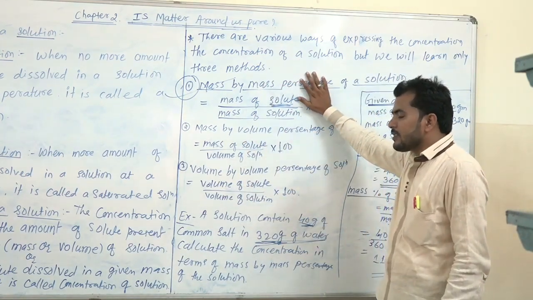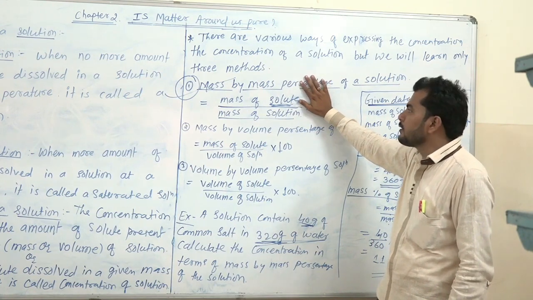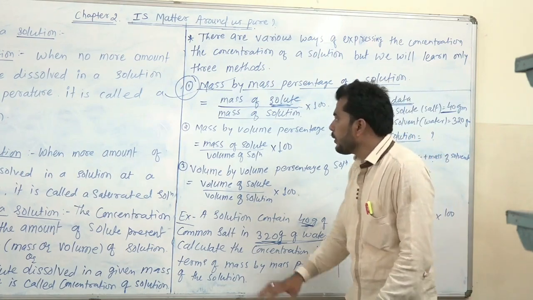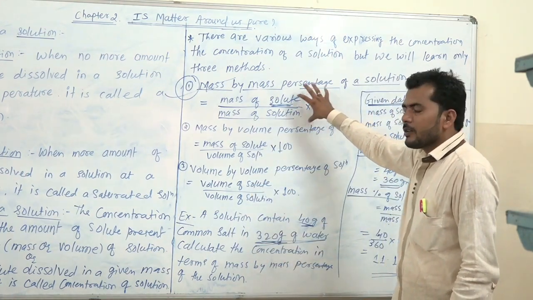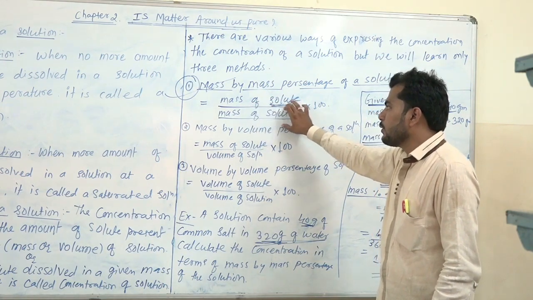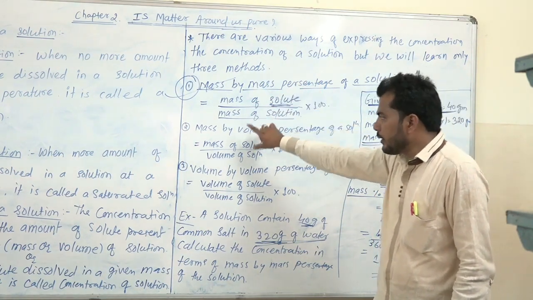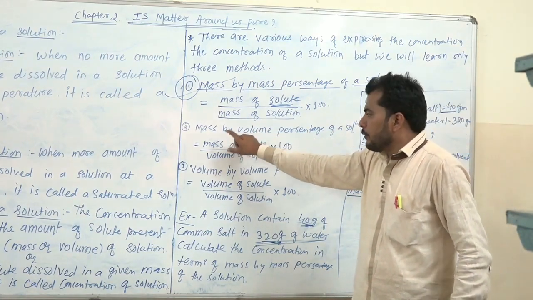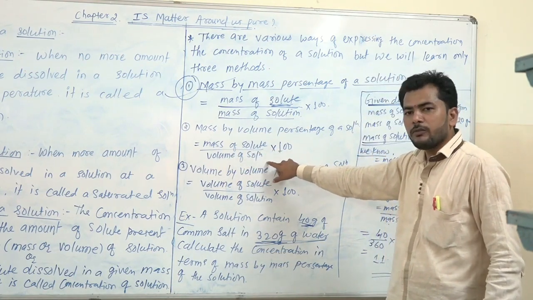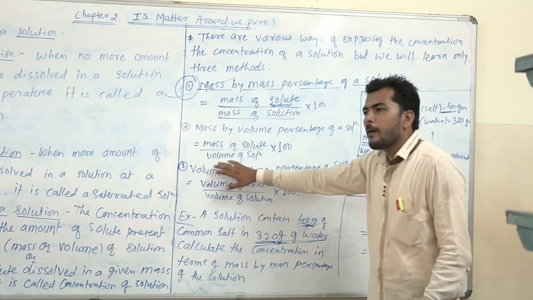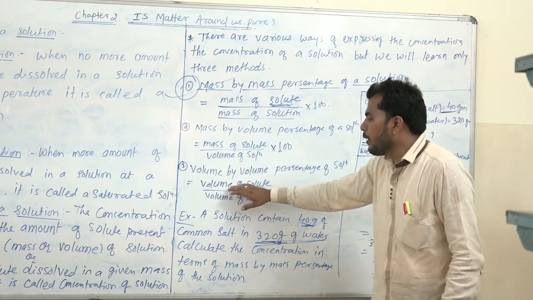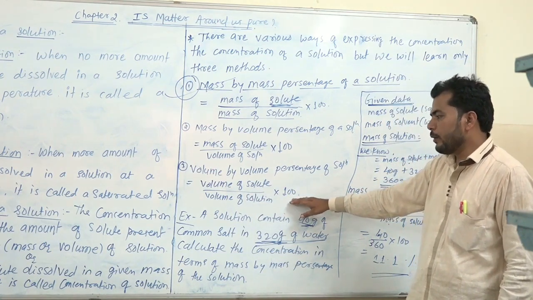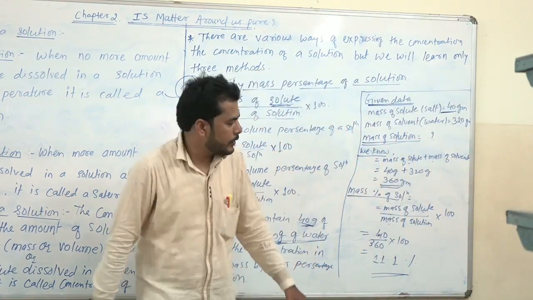There are various ways, but we see only three ways to calculate the percentage of the solution. First method is mass by mass. In this method we have the formula: mass of solute divided by mass of solution into 100. Second is mass by volume percentage of the solution. In this we have the formula: mass of solute divided by volume of solution into 100. Third is volume by volume. In this formula: volume of solute divided by volume of solution into 100. And we saw the example, which was very easy.